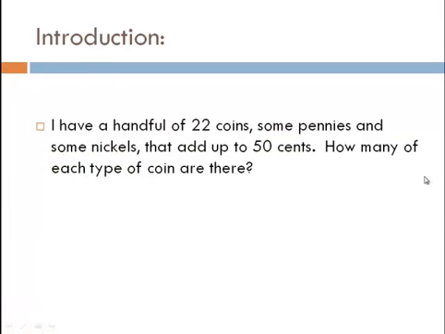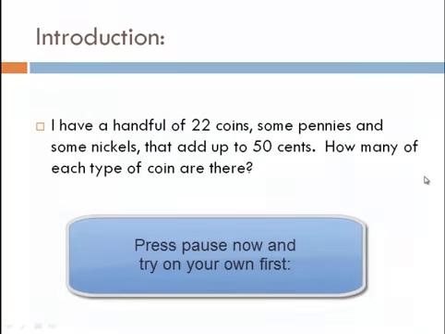Suppose I have a handful of 22 coins, and these coins are just pennies and nickels. I don't know how many of each I have, but I do know that they add up to 50 cents. My question for you is, how many of each type of coin are there? Why don't you go ahead and hit pause and try to see if you can come up with a combination of pennies and nickels that might work.